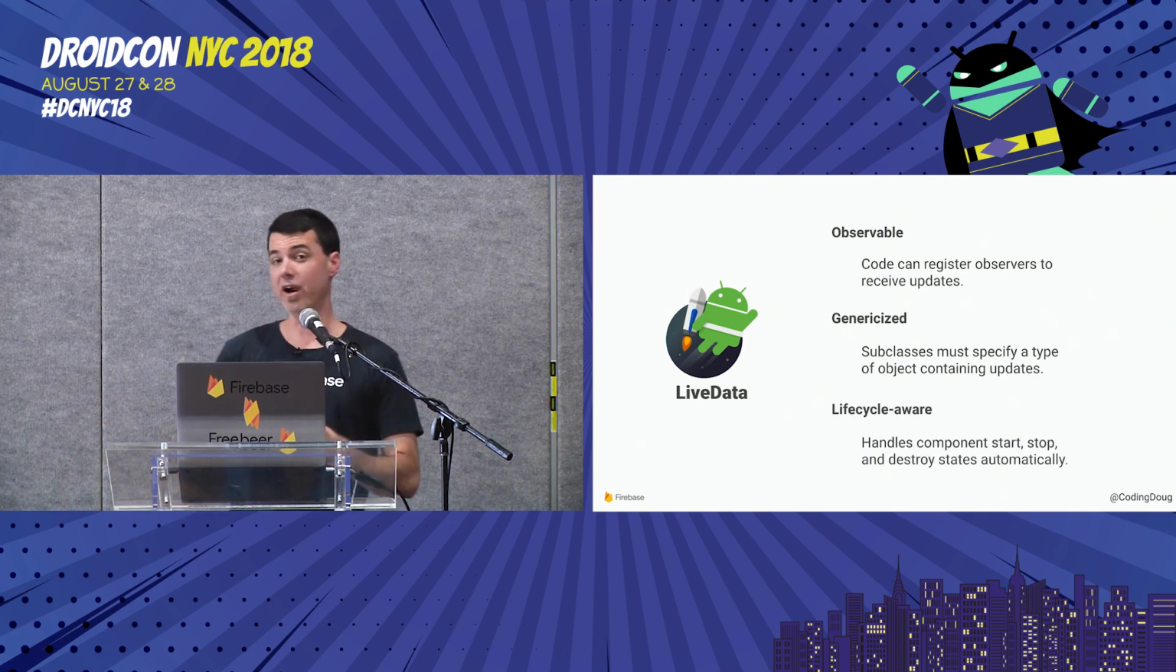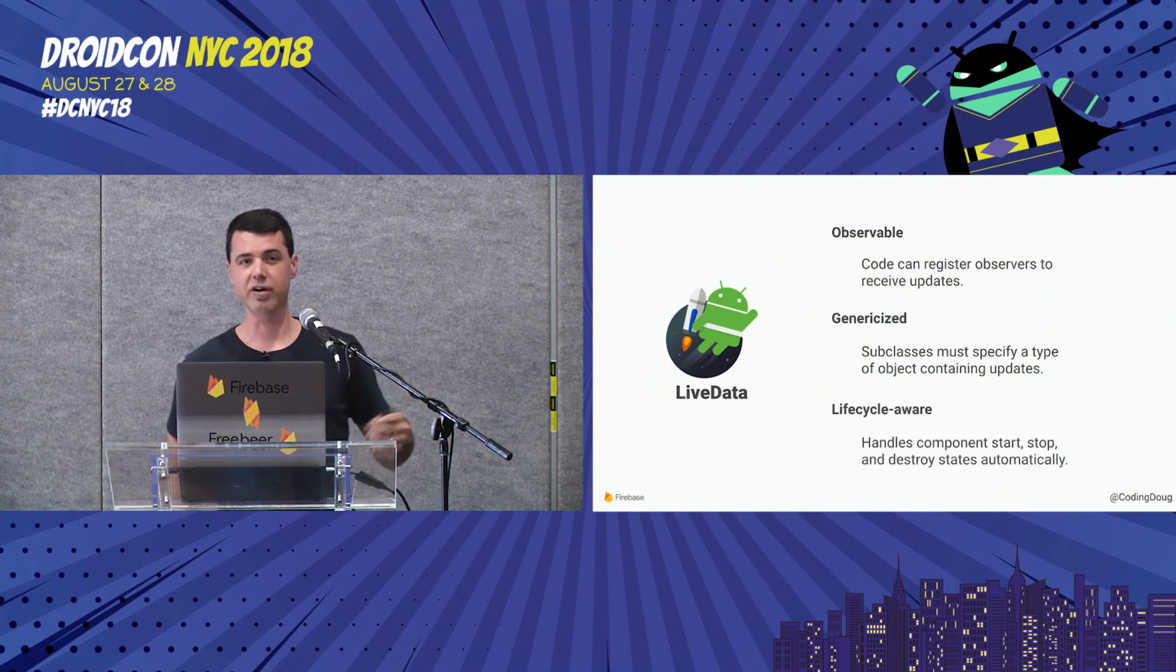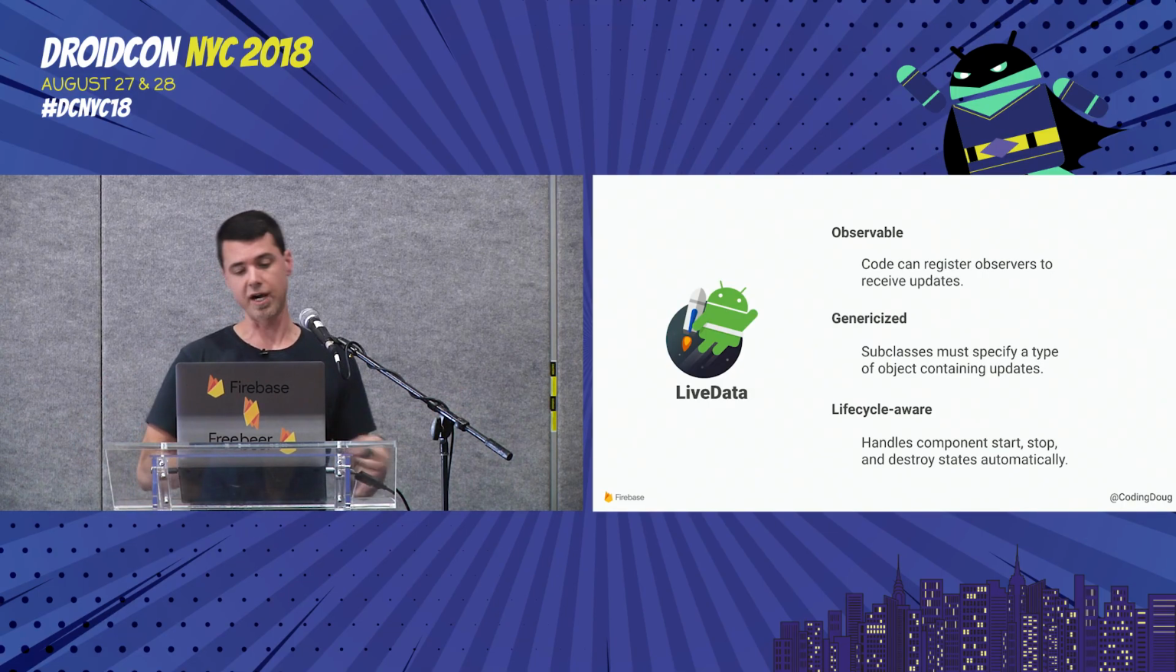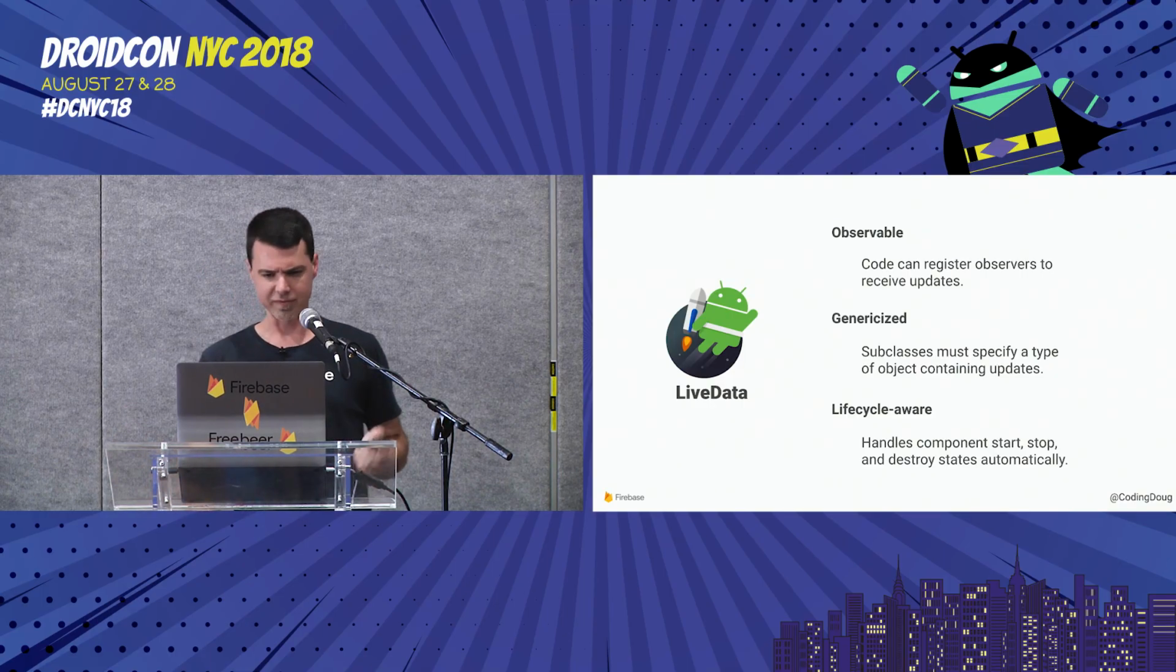They're lifecycle aware. Now, this is where there's a departure from RX. RX generally isn't aware of the Android lifecycle. Live data is very aware of it. So you can handle component start, stop, and destroy states automatically, and you don't have to worry about leaks, and we'll look at examples of that.